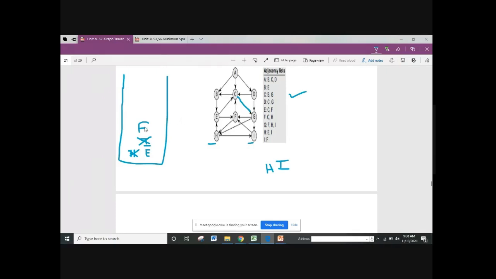What will be my next step? We'll see the adjacent nodes. But before seeing the adjacent, what should I do? Adjacent is okay, but before that, I have to.